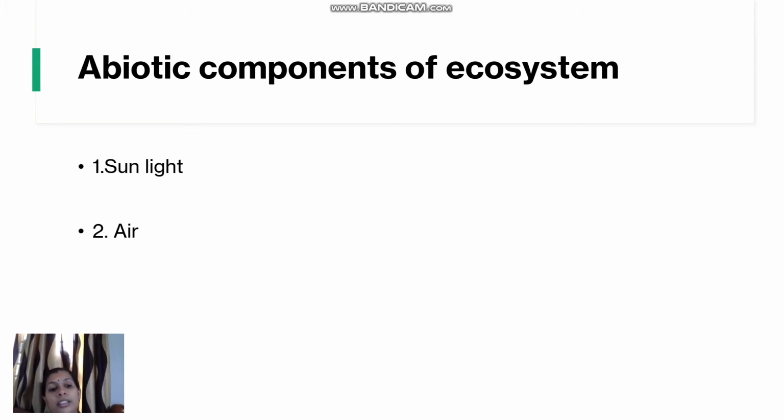And then air provides oxygen, and even the gaseous exchange for photosynthesis, carbon dioxide, any other minerals and all things which are present in the atmosphere. Nitrogen will be fixed into the soil and utilized by the plant. So all these resources are there in the air.